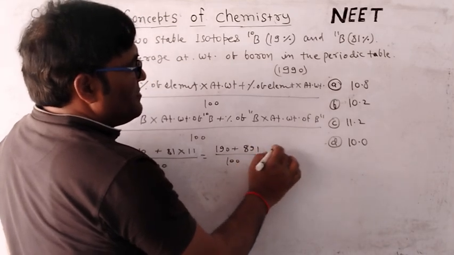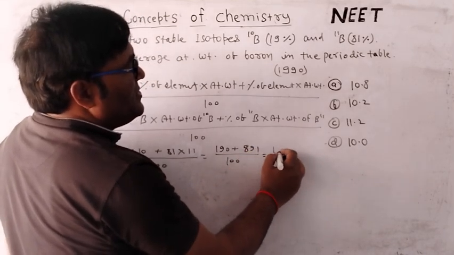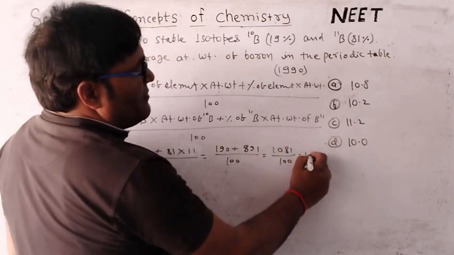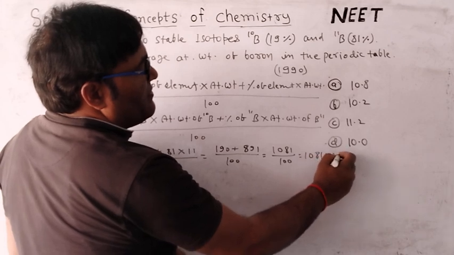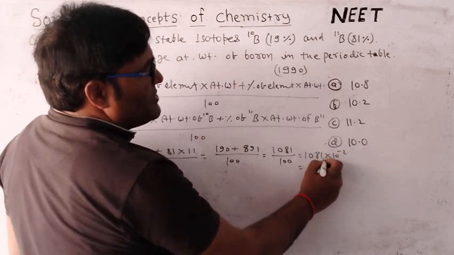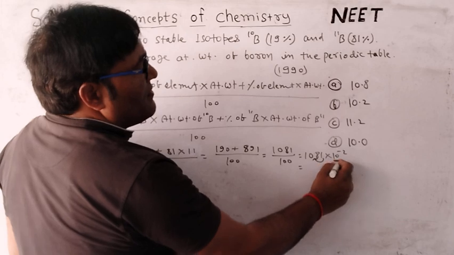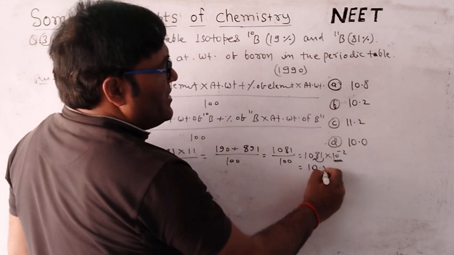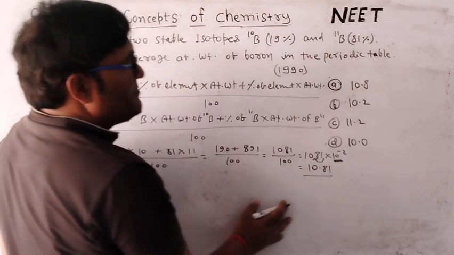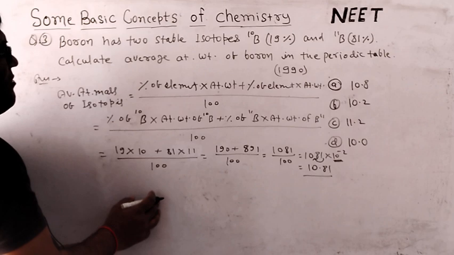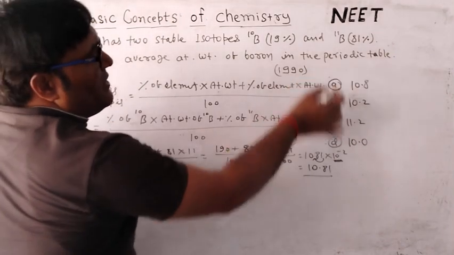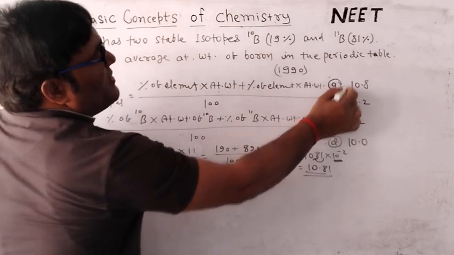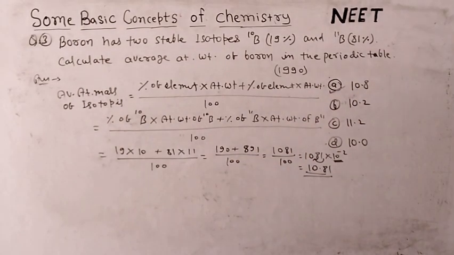Now, after summation of these digits, 1081 divided by 100, and 1081 multiplied by 10 to the power minus 2. Now, decimal is here, and after, due to removal of this point, this 10 to the power minus 2, 10.81. Okay, 10.81. This is the average atomic mass of boron. So, according to given options, option A 10.8, here 10.8. So, option A is correct. You can take a screenshot. Now, question is completely solved.